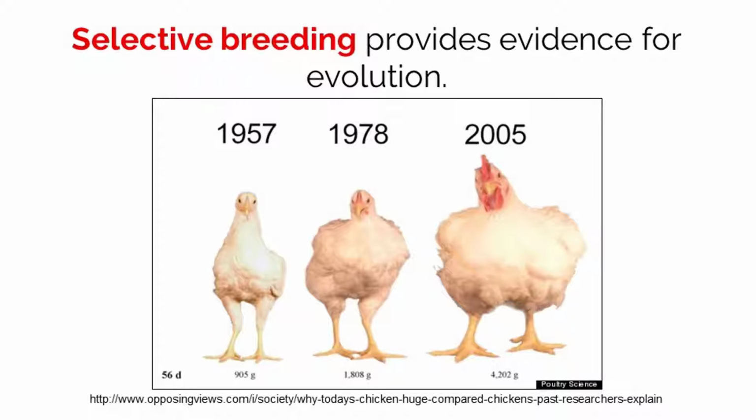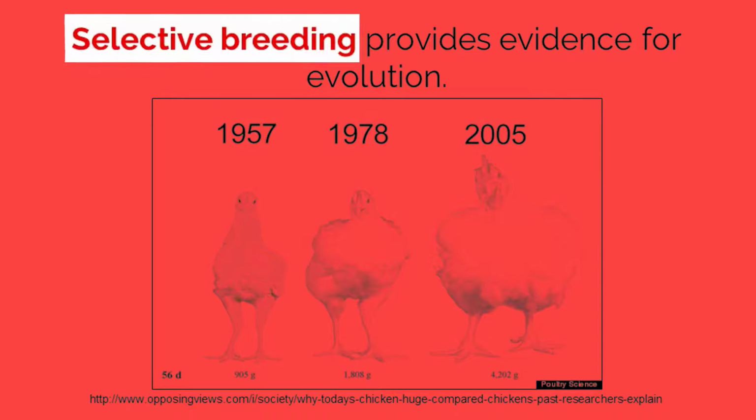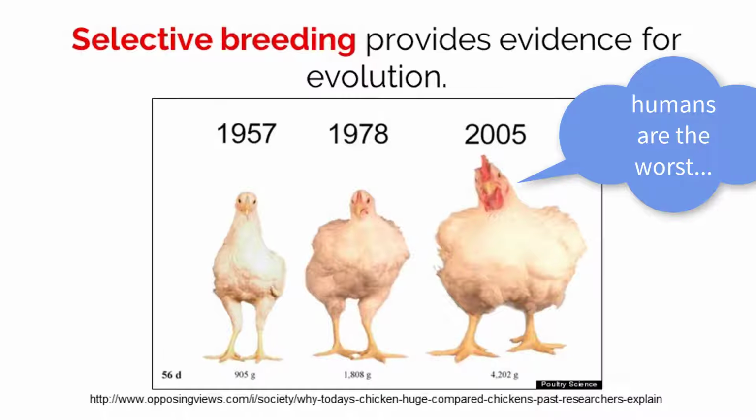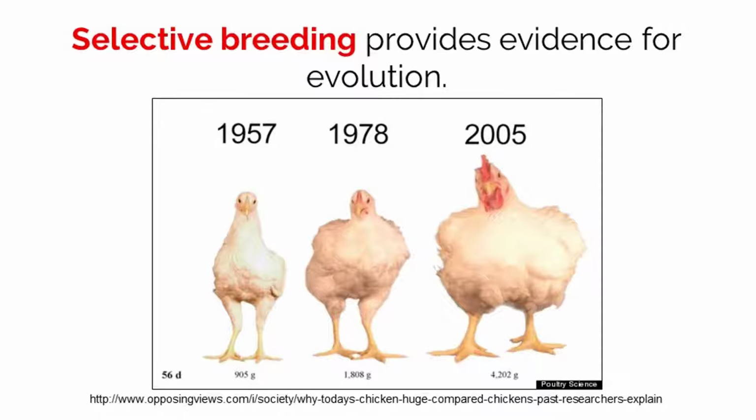Another type of evidence for evolution can be seen through selective breeding. With modern agriculture, humans have been selectively breeding organisms for thousands of generations. Over that time, they have chosen specific traits to be bred and passed along to the next generation of offspring. This in turn changes the allele frequencies of populations over time, but not in a natural way.